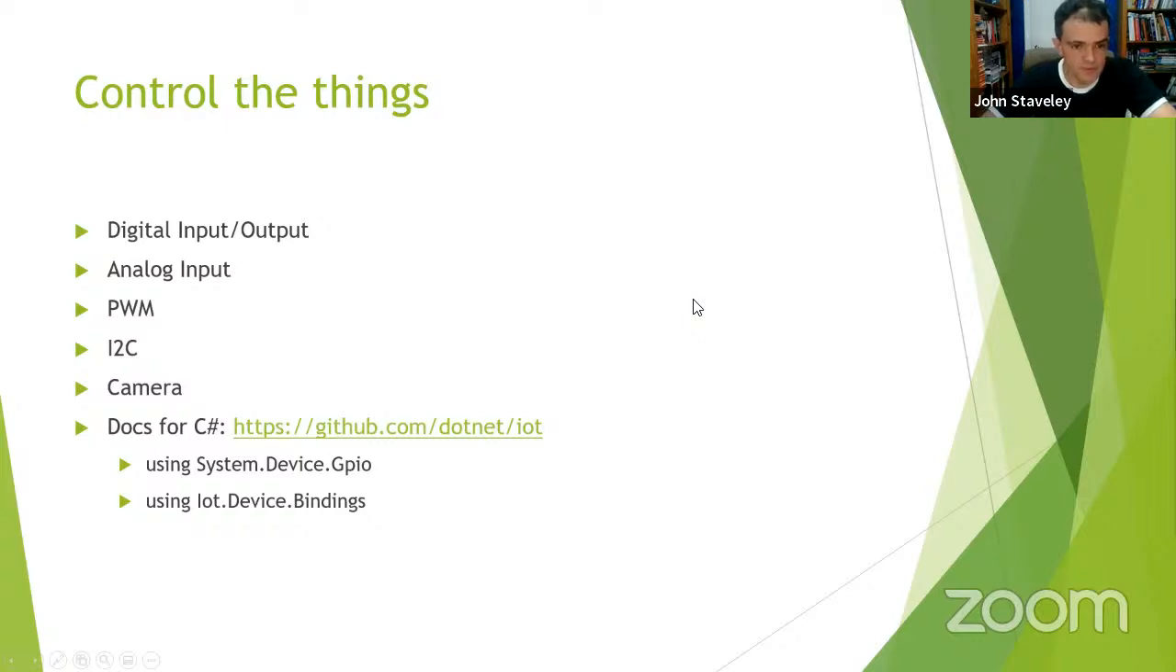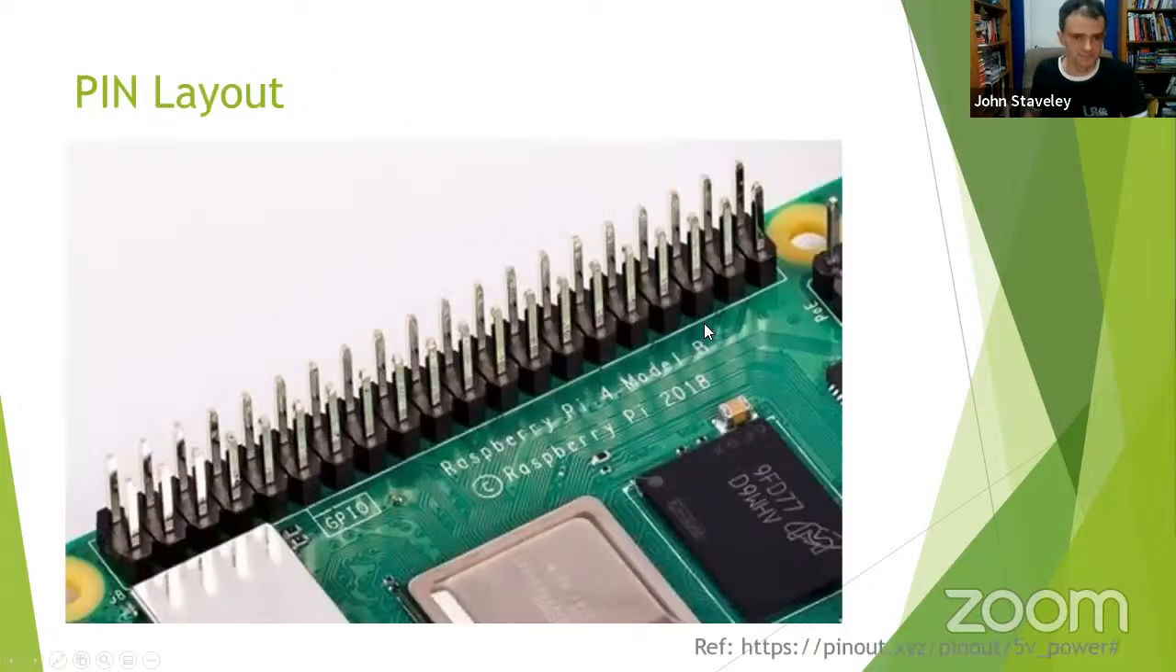So in the .NET world, you'll be spending a lot of time in these namespaces here, and this is all open source. You can go and examine the source code and have a play with it and see how it works. So your base namespace is GPIO for binary inputs and outputs, and then with more complicated devices, you go into Iot.Device.Bindings. So I'll be covering those more later.